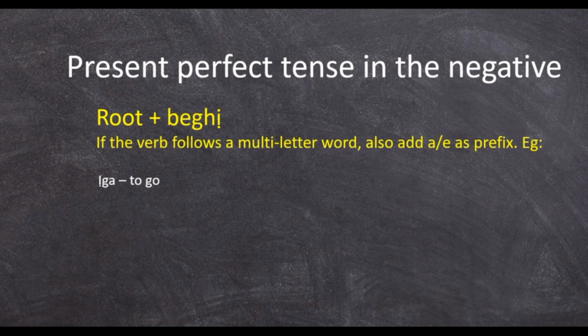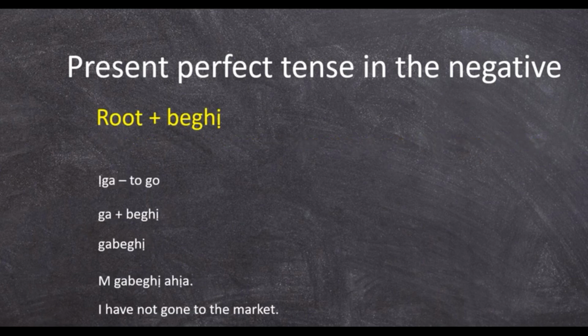Let me show you what we did before, so just remember. So here I was using mo. Mo is only one letter. That's why we didn't need to do anything further. Mgabei ahia is only one letter. Okay, so for those one letter pronouns, you just use this. Mgabei, I have not gone. Ogabei, she has not gone. Igabei, you have not gone.